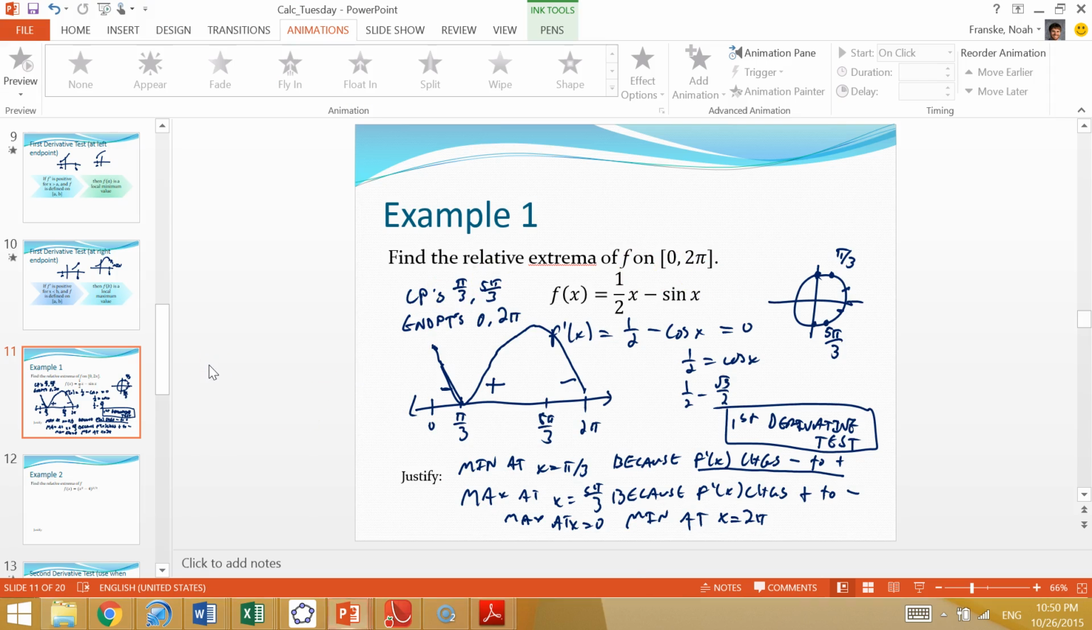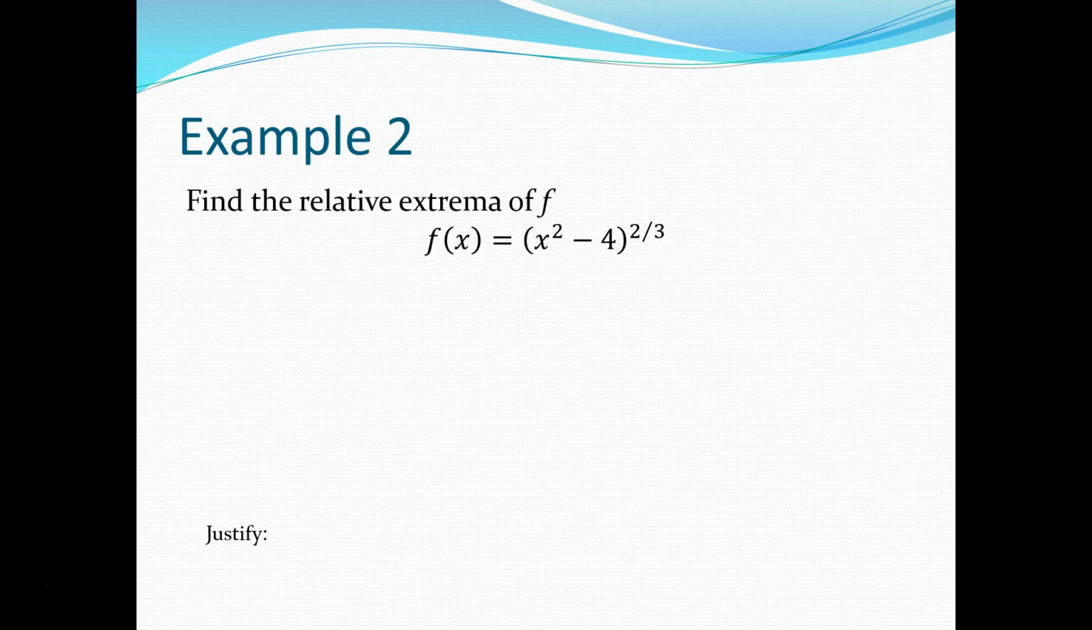All right, back to it. So let's look at that next example. This time we have x squared minus 4 raised to the 2/3 power. So we have no endpoints here. We're not defined on an interval. We're defined on all real numbers here, I think, because there's nothing that you're not allowed to plug into that function. And let's see what it's going to look like.